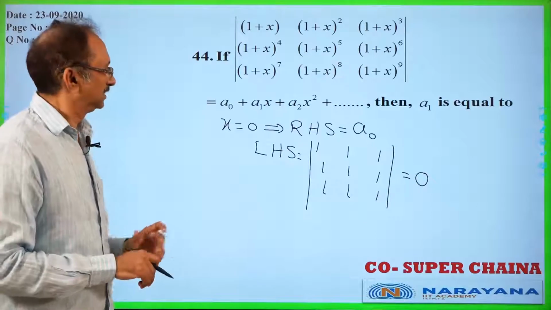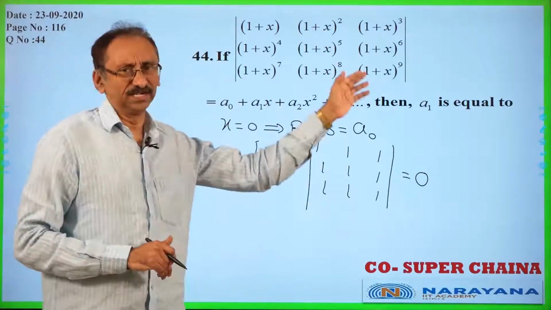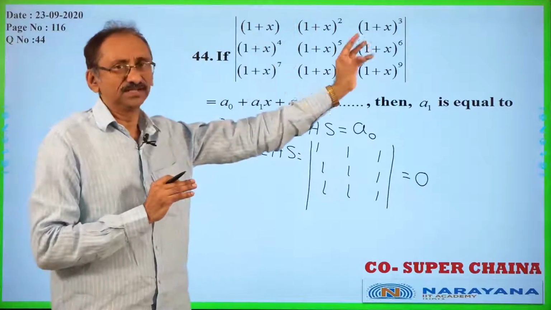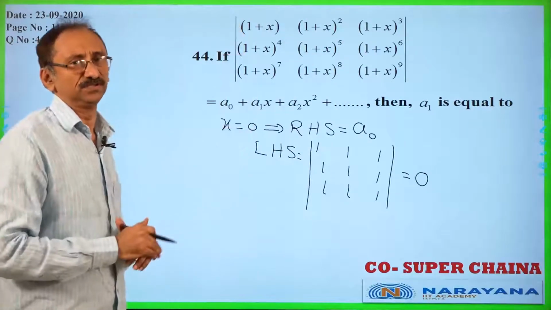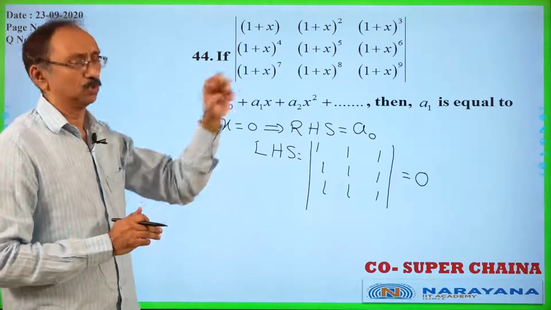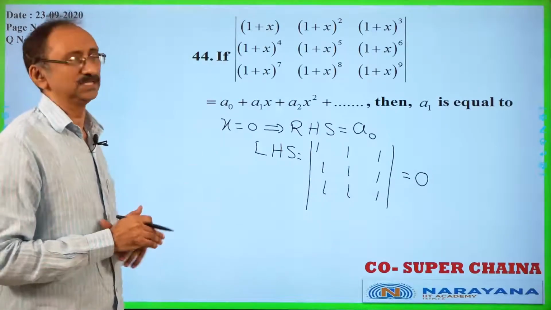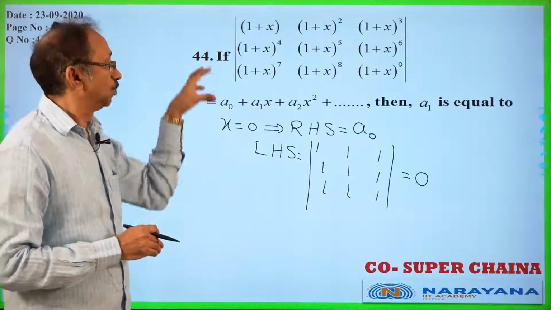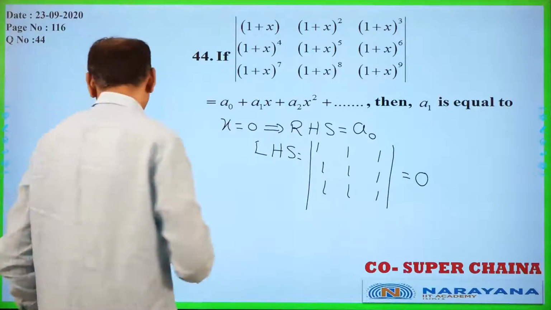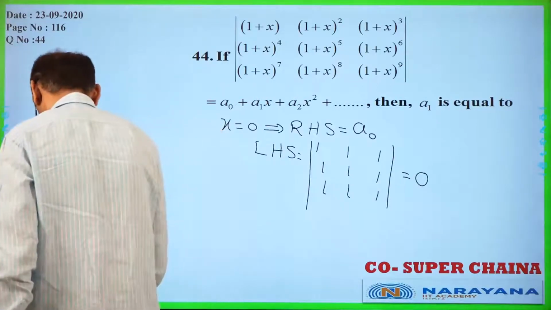So what to do? Actually, we can expand that to get the coefficient of x. But it is very difficult to expand the determinant and observe the coefficient of x. Then what is the procedure for that? Now, we differentiate both sides with respect to x. So, what does it become?